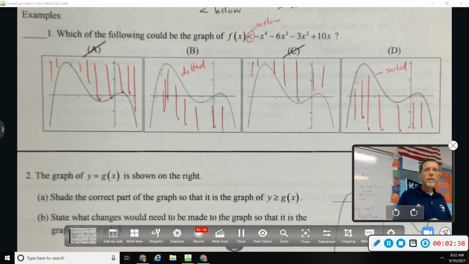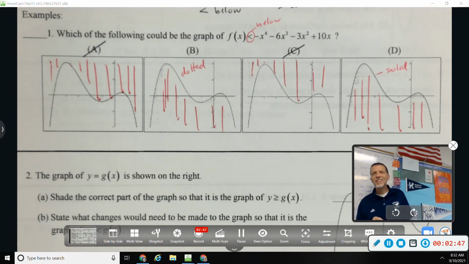Whoa. Mine's shaded. It's the opposite way. You're not on the right packet. You're looking at the worksheet, not the notes page.